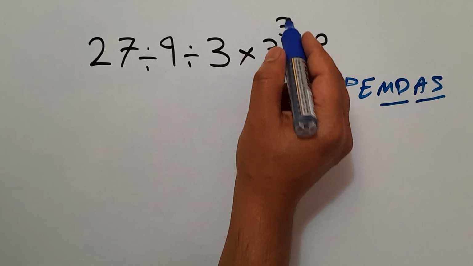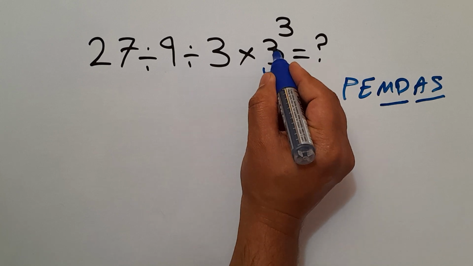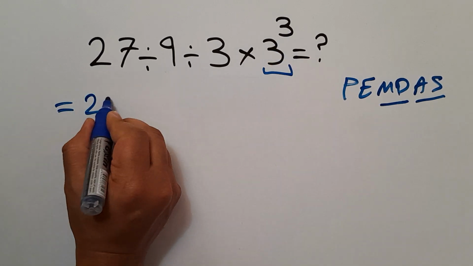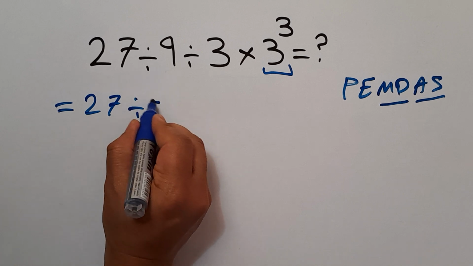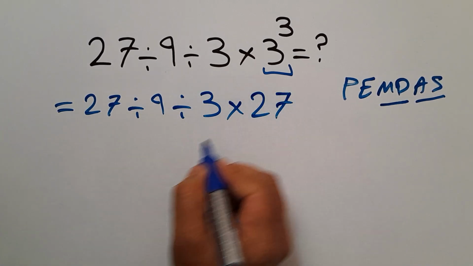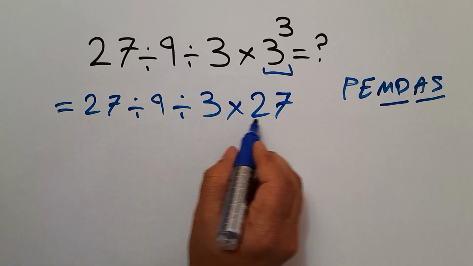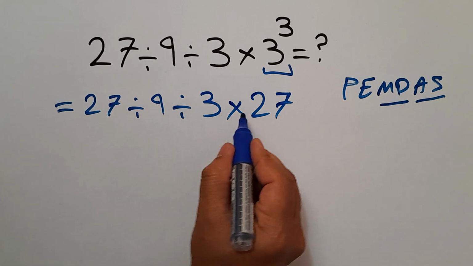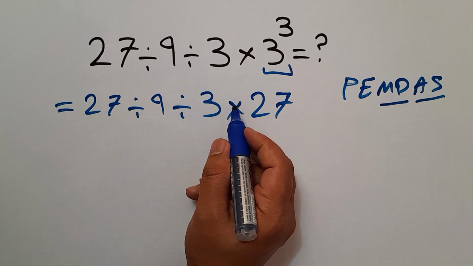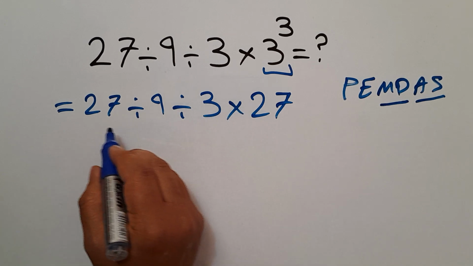So here first we do this exponent. 3 cubed equals 27. So we have 27 divided by 9 divided by 3 then times 27. In this expression we have two divisions and one multiplication. As we know, division and multiplication have equal priority and we have to work from left to right.